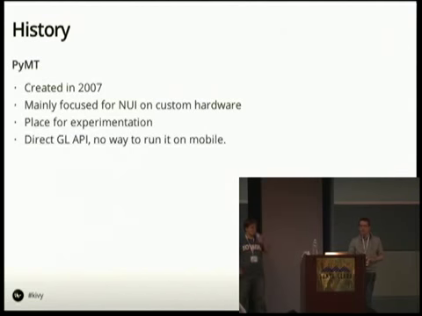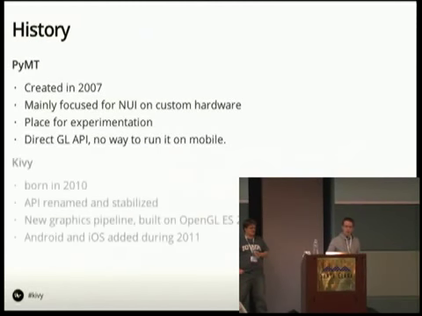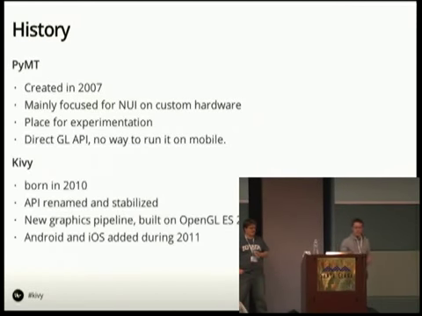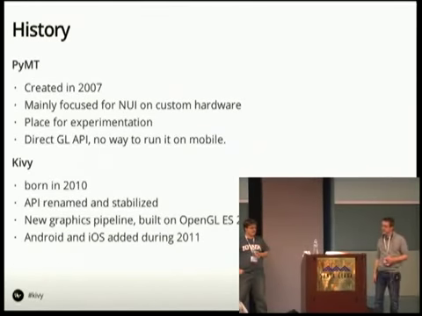And also we had a big issue: all the graphics power was using direct GL instructions. That way of doing things was not compatible with GLES2, so we could not run PyMT on mobile devices. So we redesigned all the graphics and the API, we cleaned everything, and Kivy was born in UDS in 2010. As I said, we renamed the API, we built new graphics, and during 2011, we added support for Android and iOS.